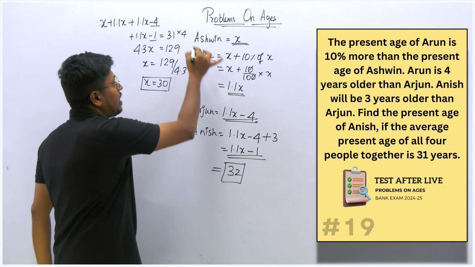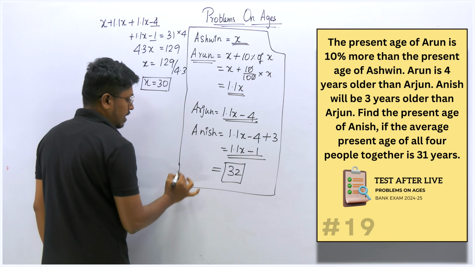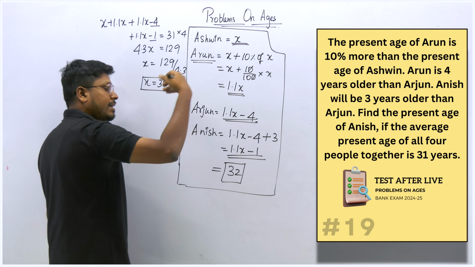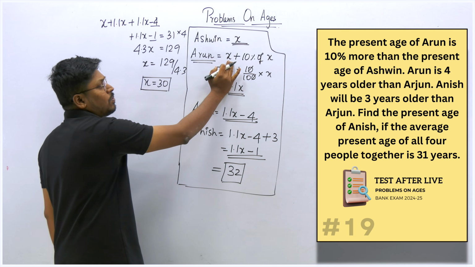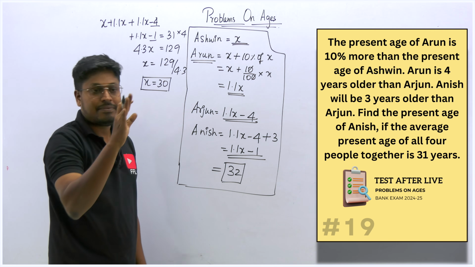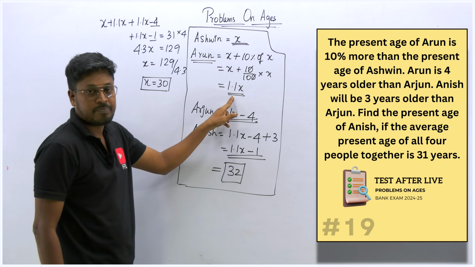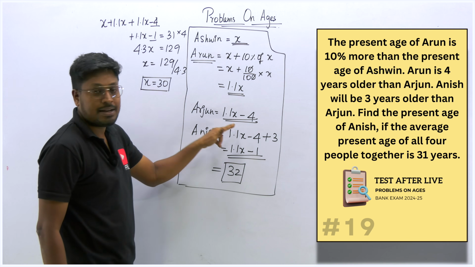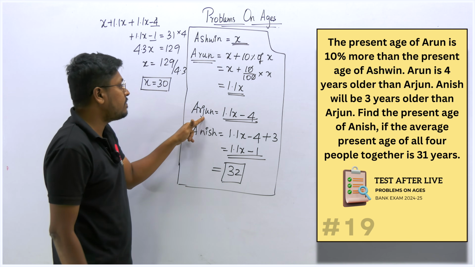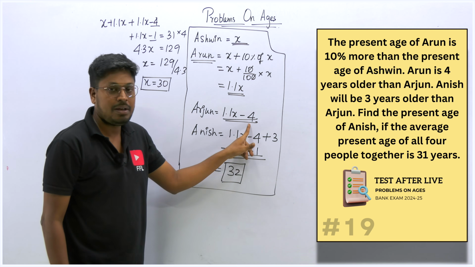So friends, writing this part alone seems to be very important. So first, initially we have considered the Ashwin age as x and Arun will be 10% more. Either you can directly take it as 110%, or in order to understand this I have written here, right? So mostly we can easily consider it as, if it is 10% more, we can consider it as 110% of Ashwin age, that will be Arun. So now Arun will be 4 years older than Arjun. If he is 4 years older than Arjun, then we can say Arjun is 4 years younger than Arun, both are same. So from the Arun age I have subtracted 4 because he is younger.